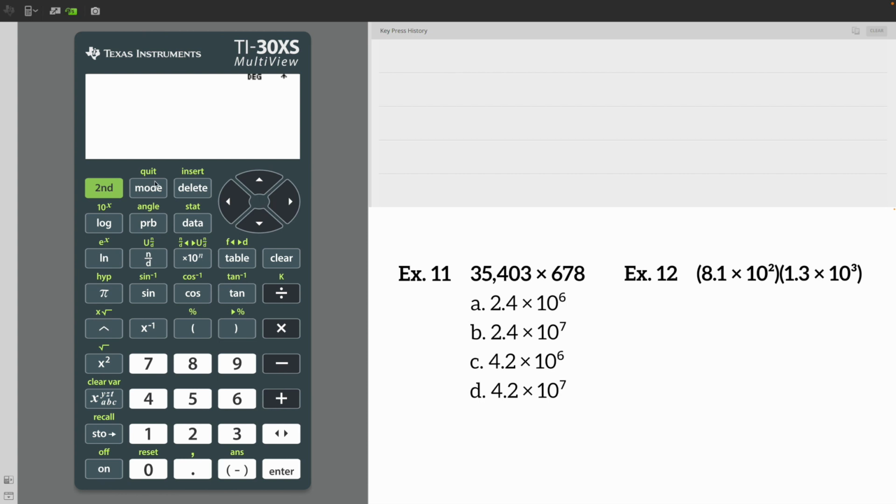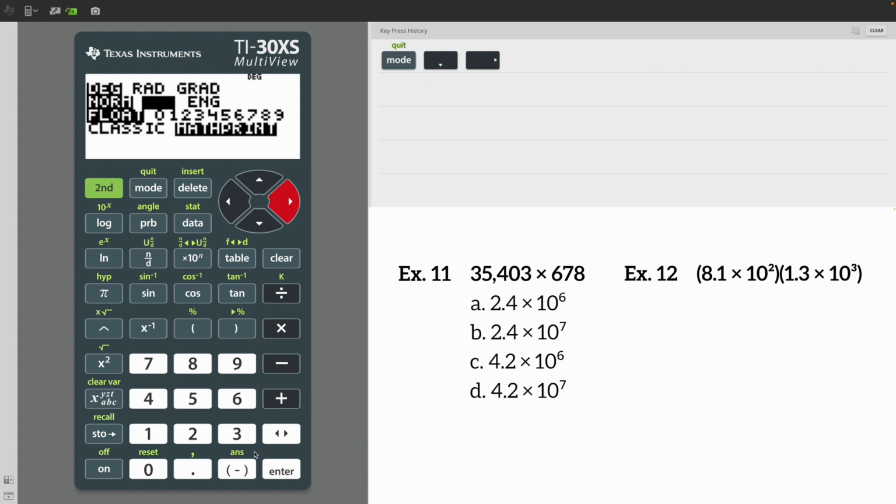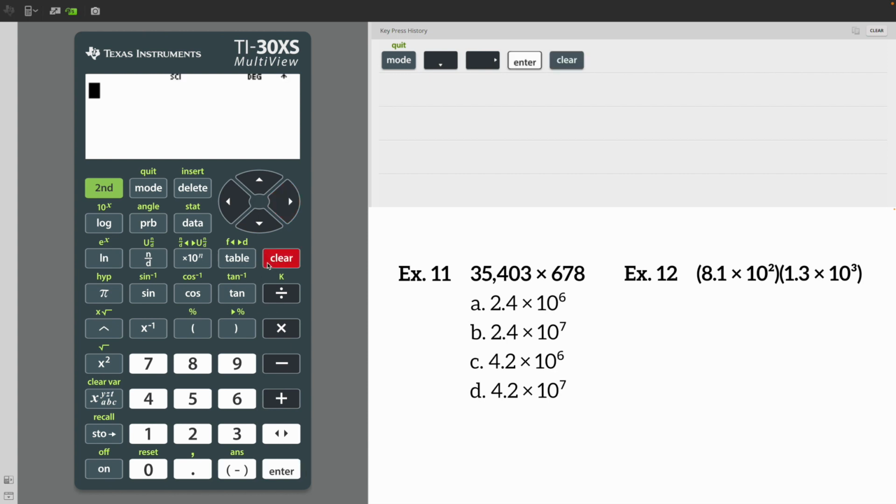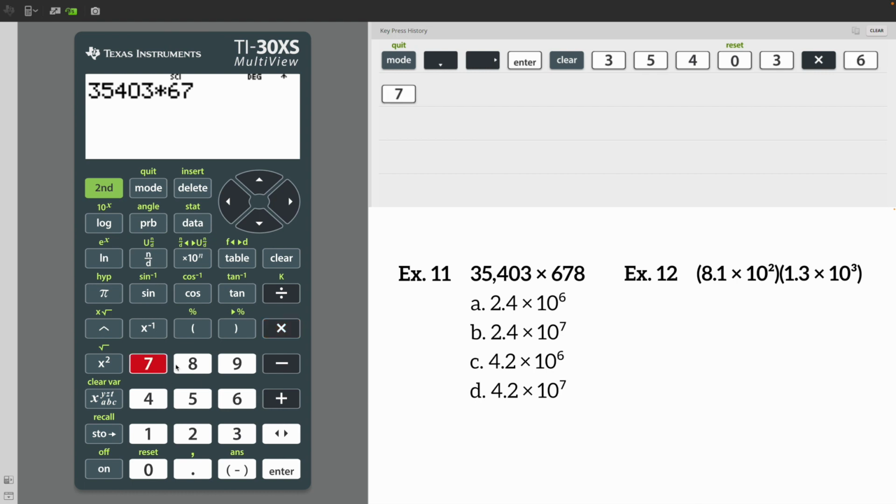Okay, so scientific notation, we want science mode. Go ahead and hit mode, arrow down to that second line, over to sci, enter to select, clear to get out of that. And now when we type in that first problem, so 35,403, careful not to type commas into your calculator, times 678, enter, you're going to see that it displays the answer in scientific notation. And yeah, you'll have to do some rounding to find which one of these is the right answer, but boom, it did the conversion for you. So it did the multiplication and the conversion.